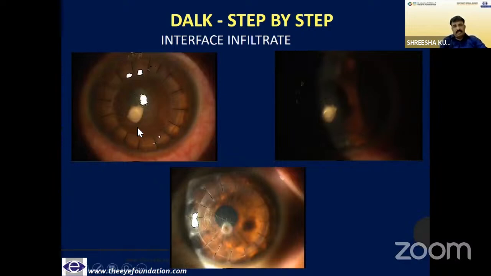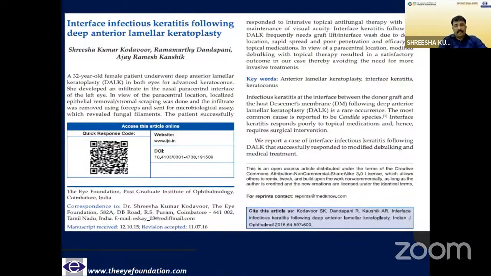Another complication which I have controlled was a rare complication, interface infectious keratitis, following the DALK, and it needs graft lift and interface wash. Due to the deep location, the rapid spread of the infection, and poor penetration and efficacy of these topical medications, we have to intervene in these cases. So this particular patient also did well. We did the graft lift and gave interface wash, and this was published in 2016 IJO.